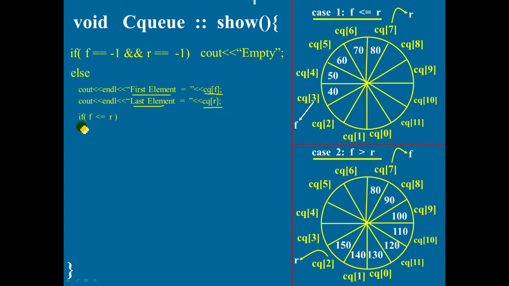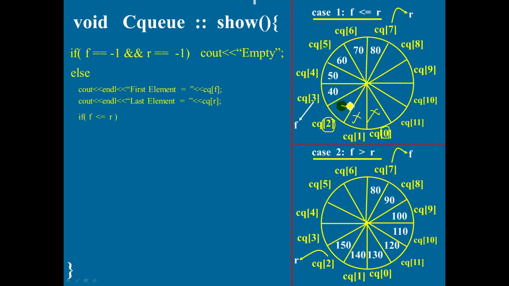Now two cases are there to be considered. Case 1, F less than or equal to R. So if f less than or equal to r, how can you display all the elements? You can see that from index 0 to index 2. Now how can you generalize this? If this is f, certainly this is f minus 1. So from index 0 to index f minus 1, elements are not there.